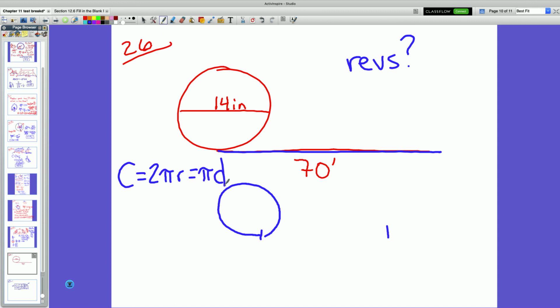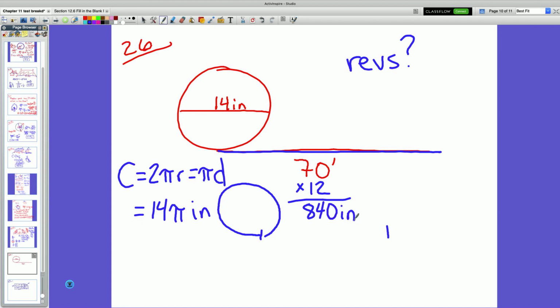So let's use that one. So I'm going to have 14 pi. But that's in inches. So what I would do is take your feet here, the 70 feet, and multiply it by 12 so that it's in inches too. So if I take 70 times 12, this becomes 840 inches.